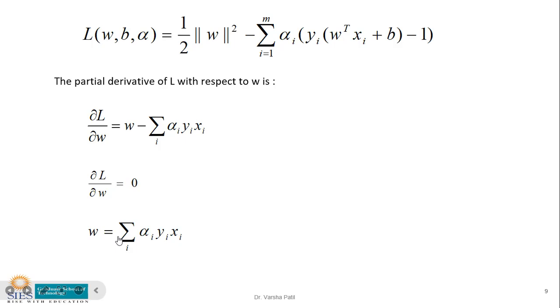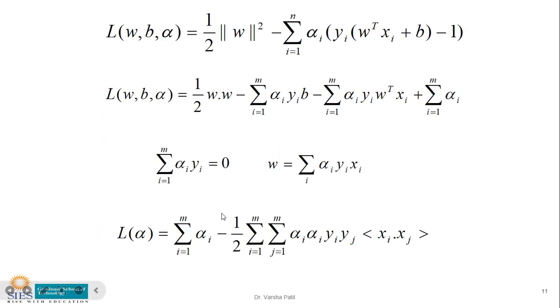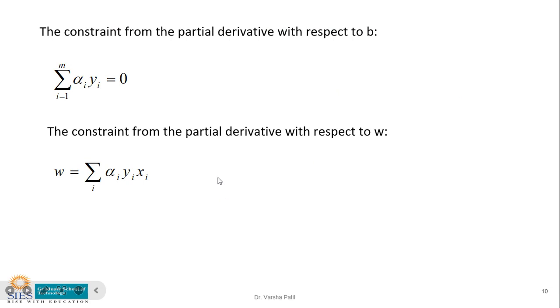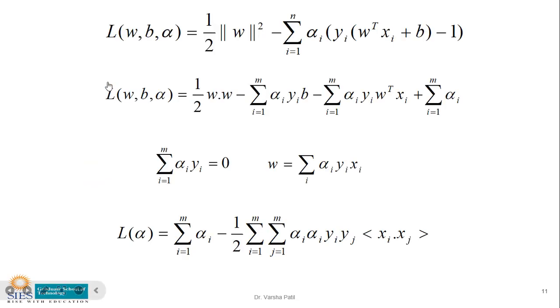So we are getting w equal to summation of alpha i yi xi. Now here, when we take the partial derivative with respect to b and equate it to 0, we get this condition, and when we take the partial derivative with respect to w and equate to 0, we get this condition.